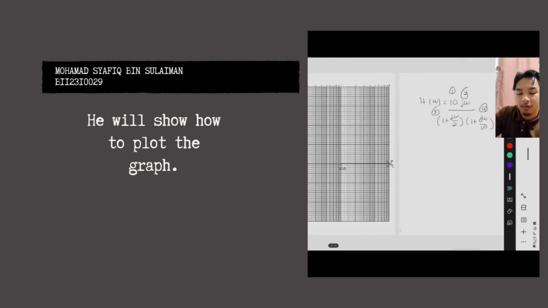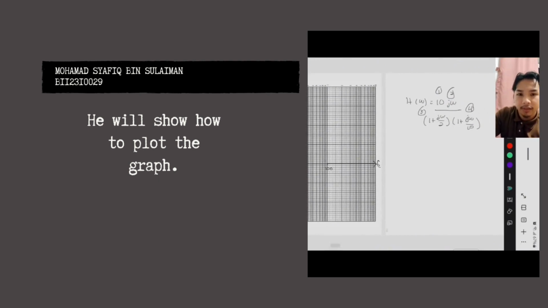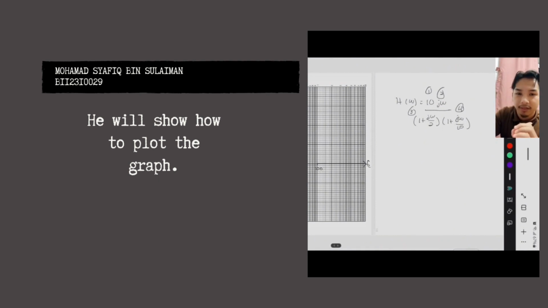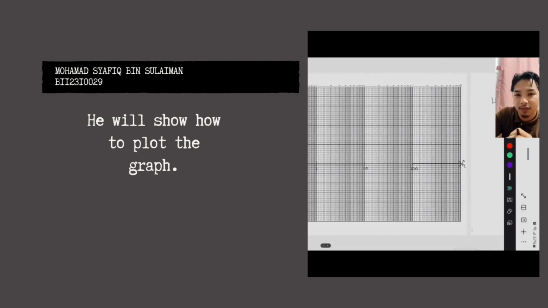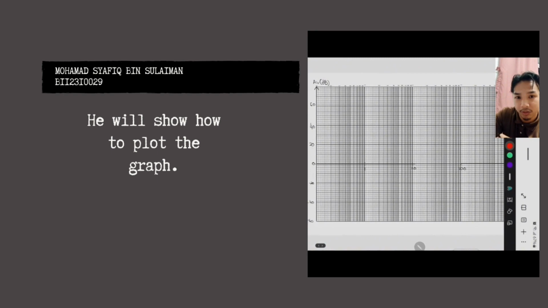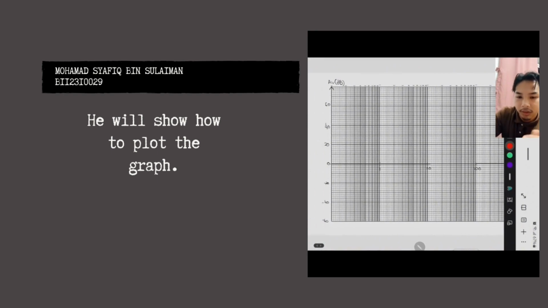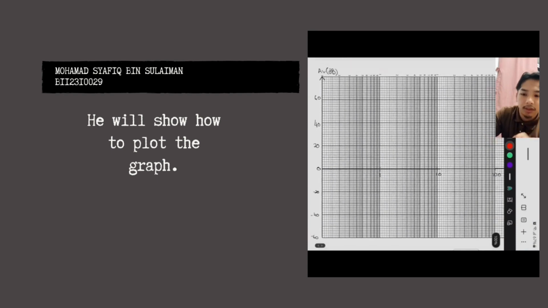So I will explain how to make the graph. My friend already explained about the four transfer functions in our equation. So here I want to show how we plot the graph.